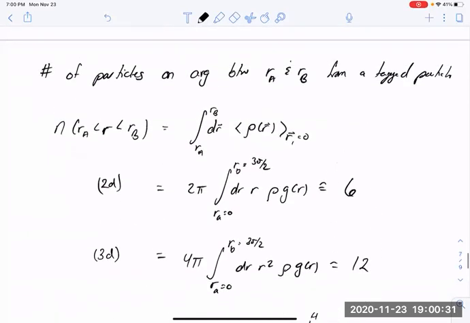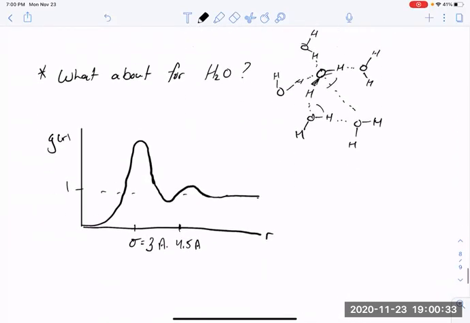We will find in the next lecture that we can use the G of R as a means of relating structure to thermodynamics. So if we know the G of R in some cases, we will know average properties of a system, like what its pressure is or what its energy is. And from there, and therefore making approximations to the G of R, we can derive approximate equations of state and the like.